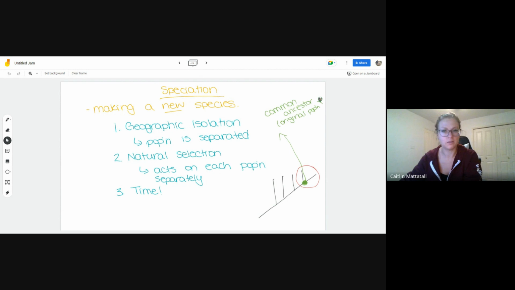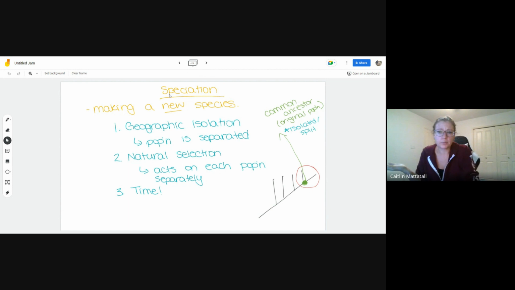Again, pop, it's population, I'm just lazy. Some sort of environmental thing has happened, or we have been isolated, we've split this population. Okay, again, once we've isolated or split them, natural selection is going to act on each population separately. Give it a long enough period of time, and we're going to see that divergence into two new species.